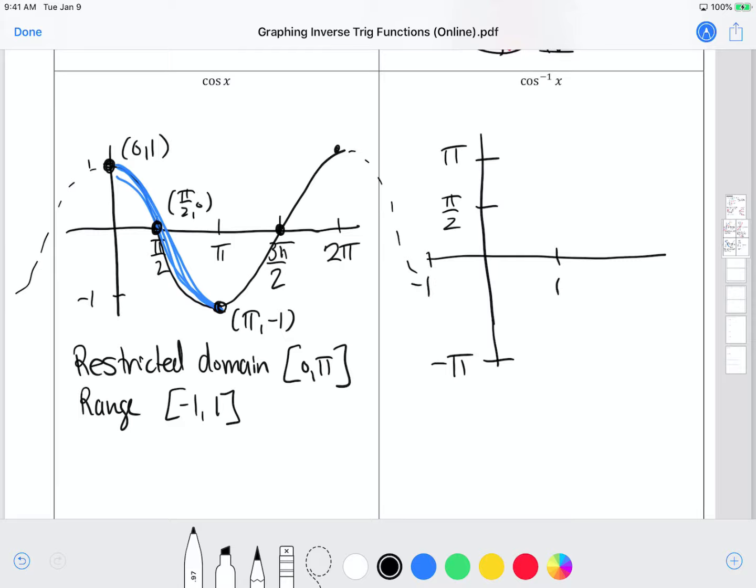we have this picture. So we have the point 0, 1 on the mother function. So then we have the point 1, 0 on the inverse. On the mother function, we have the point pi over 2, 0. So on the inverse, we have 0, pi over 2. And then on the mother function, we have the point pi and negative 1. So then on the inverse, we have the point negative 1, pi. So the inverse will look like this.